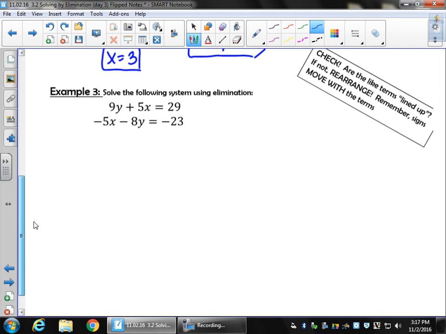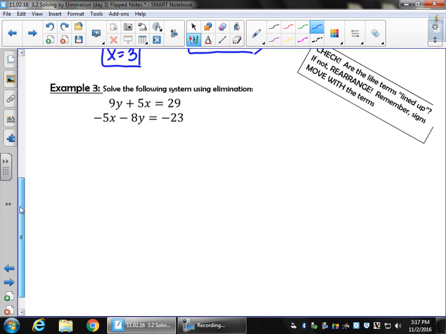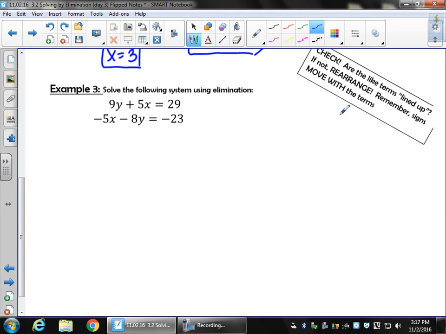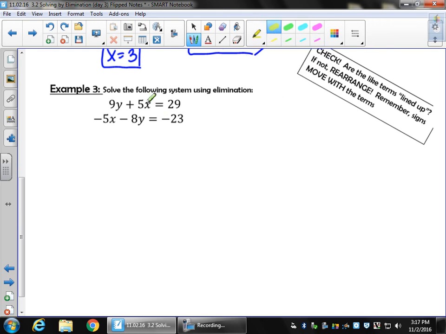Now notice, example 3, there's no writing. We're on our own to mentally keep track of the process. We just have this one little reminder to get us started. The directions say solve using elimination. And notice, check, are the like terms lined up? If not, rearrange. So let's get our highlighter, and we'll stick with x being yellow.